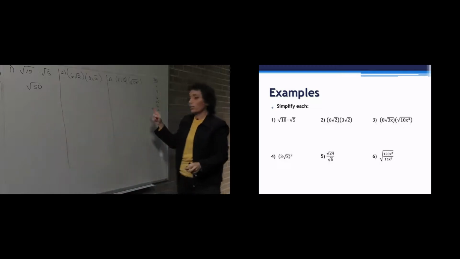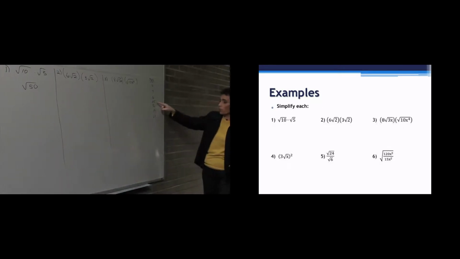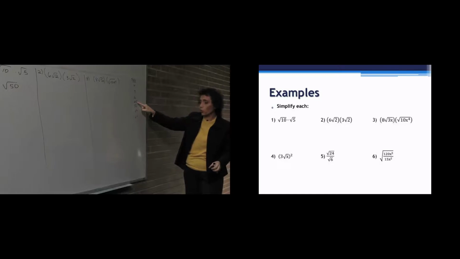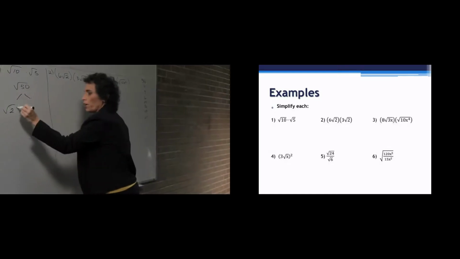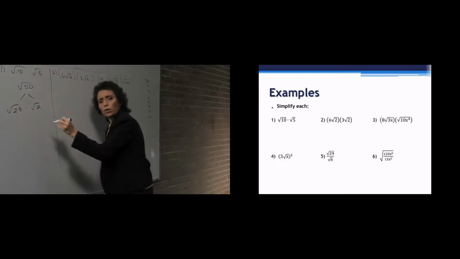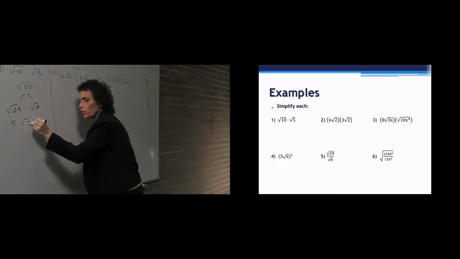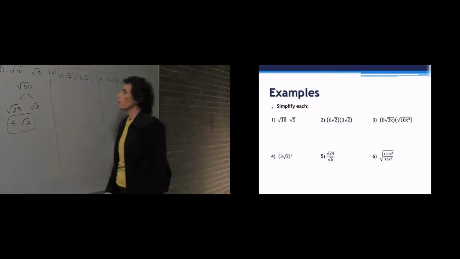So let's look and see that there is a biggest perfect square in 50. There is a perfect square in 50. It's 25. I think that came up 4 times now. Square root of 25 times square root of 2, and we get 5 square root of 2. We are done.